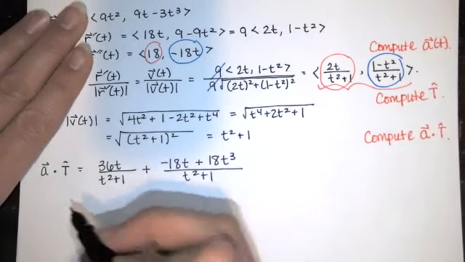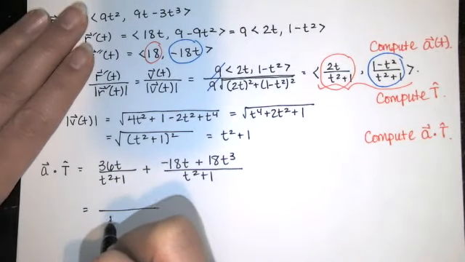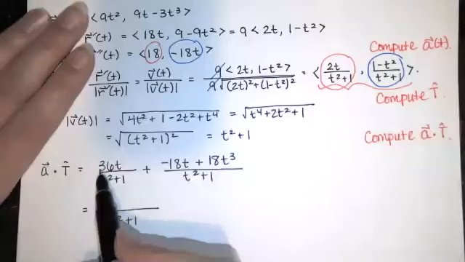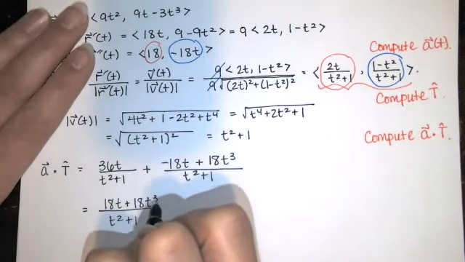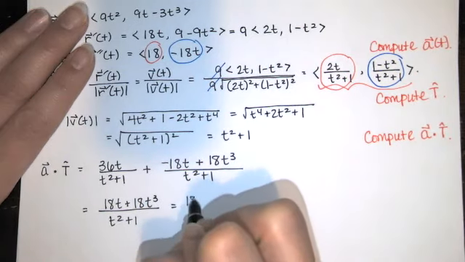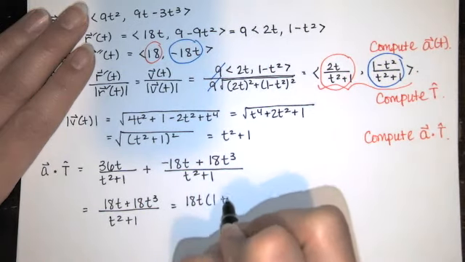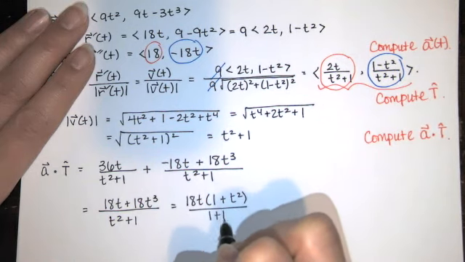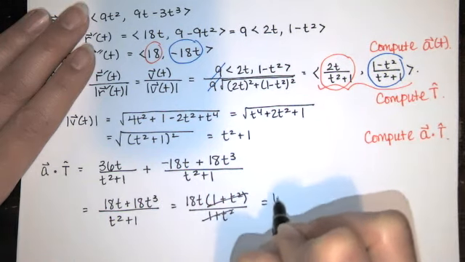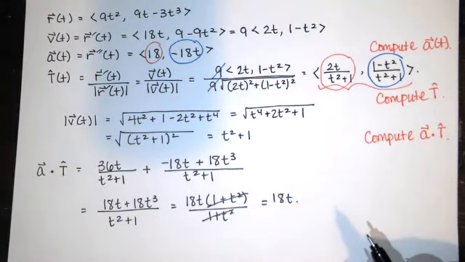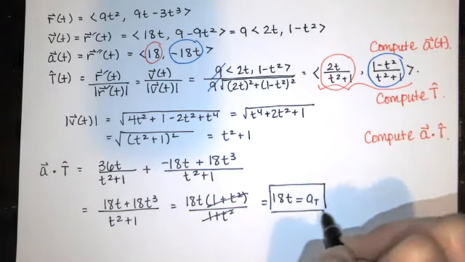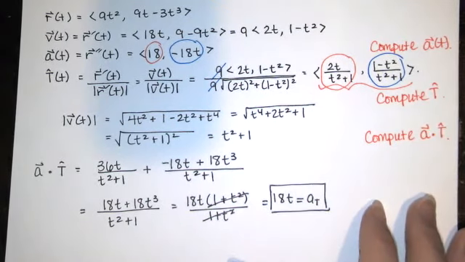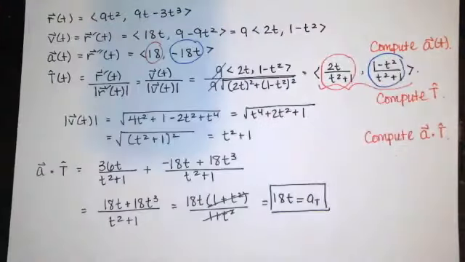Okay, now we just simplify. The denominators are the same, so you can just add the numerators. 36t minus 18t is 18t. So we're here. You might factor out an 18t, and then you have 1 plus t squared in the numerator. That works out. And you get that a dotted with t hat is 18t, so that's our tangential component of acceleration. So this time, this method was a little faster.